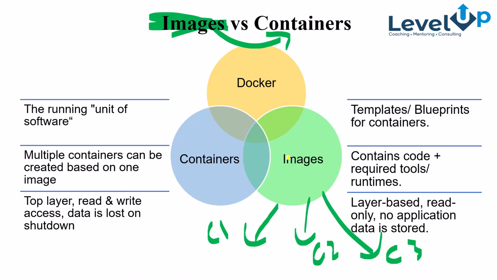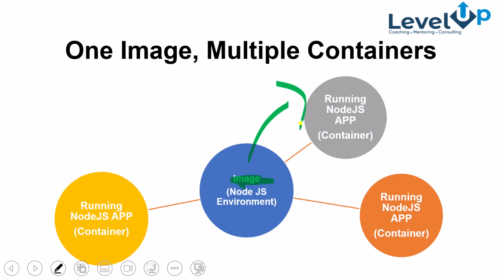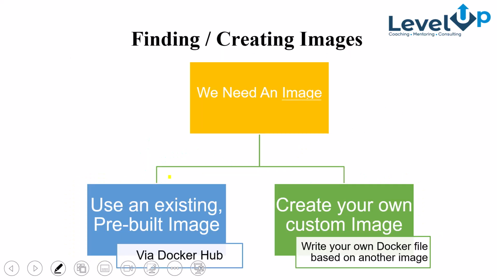What does the image contain? An image contains the container code plus dependency files plus the libraries. Now, as I told you, from one image we can create multiple containers. Let's say I have this image called Node.js. I can create container 1, container 2, container 3. So from one image, we can create multiple containers.